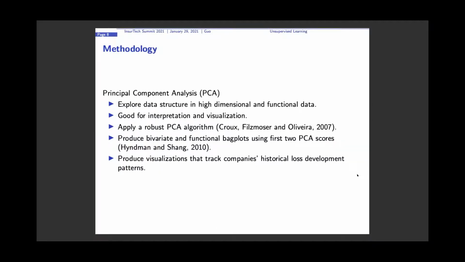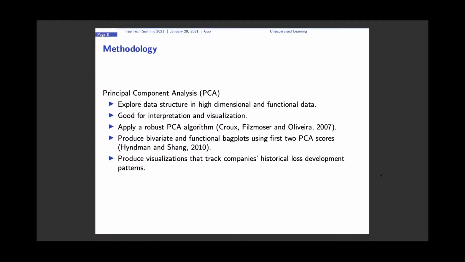The unsupervised learning methodology we're going to adopt to learn these functional curves is mainly principal component analysis, PCA. I guess most of you have heard of that. And there are 3 main reasons we use PCA. One, of course, is dimension reduction. It's great for exploring the data structure in high-dimensional functional data and produces a 2-dimensional visualization that can help us learn from the results. And it's great for interpretation, as I'm going to show you in some of the graphs of our results.